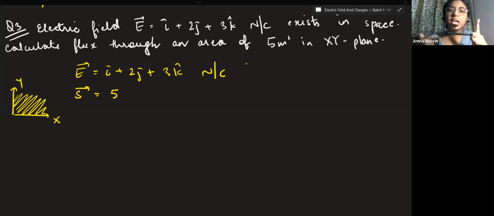Now see, whenever we are doing the calculations of flux, we take the area vector. So you all tell me, if this is your plane surface, what will be the area vector to it? What will be perpendicular to it?